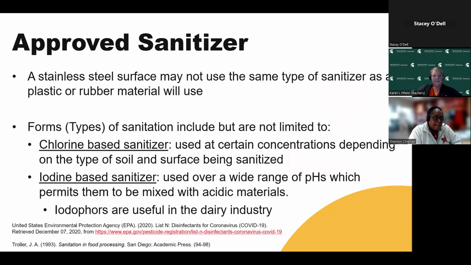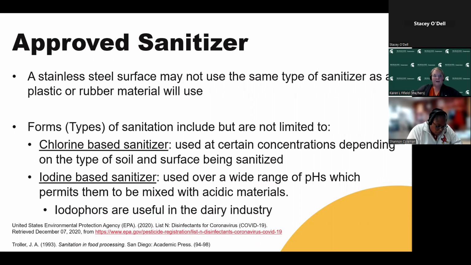So here are some approved sanitizers. The type of sanitizer used will depend on the type of surface being cleaned. If we use the zone concept, is it zone 1 where they are actually touching the surface, or a wall or a ceiling, or just in the area of the surface? A stainless steel surface may not use the same type of sanitizer as a plastic or rubber material would use. Different sanitizers will also be used depending on the type of food product being used or made.